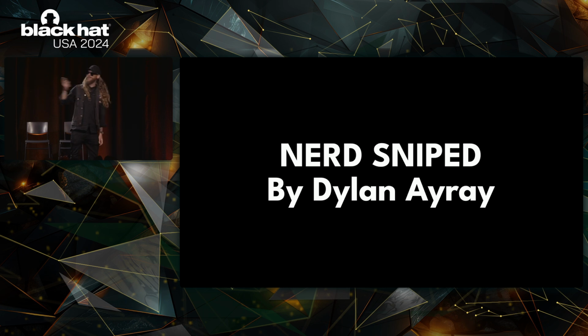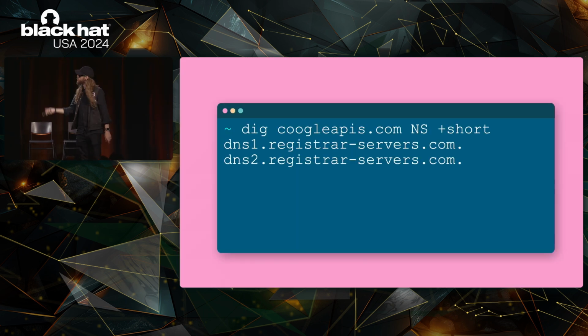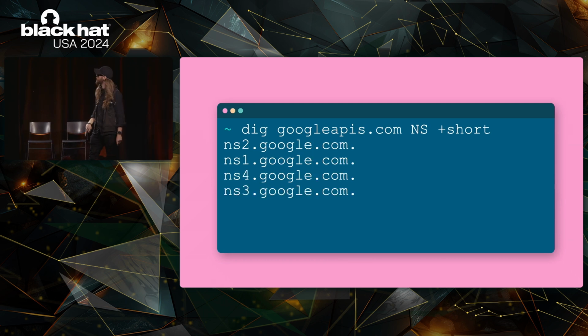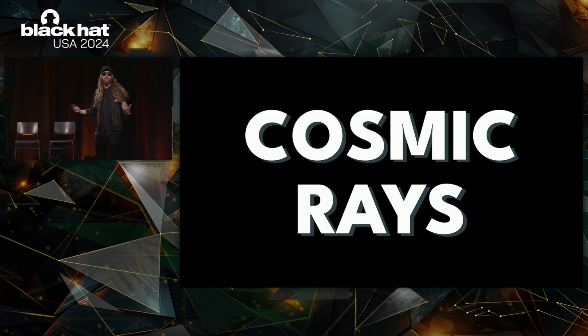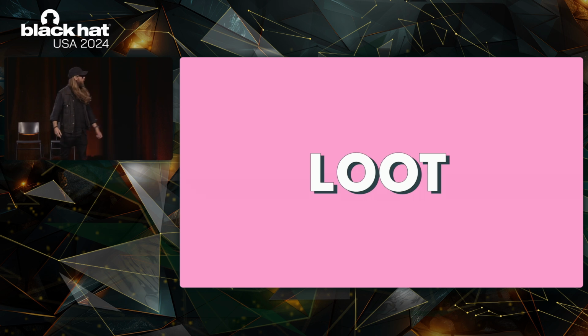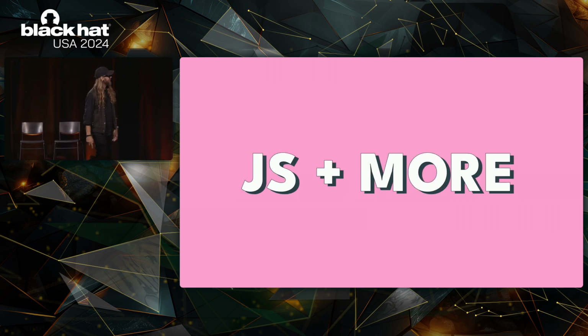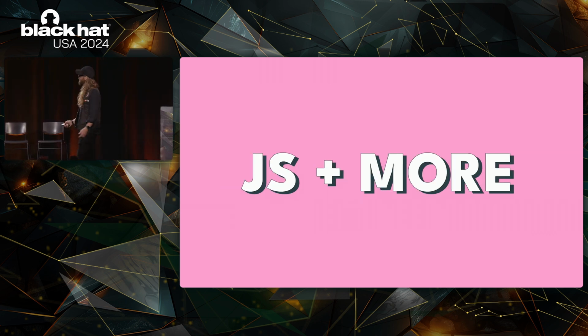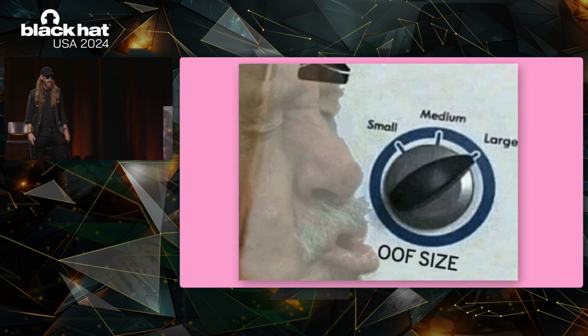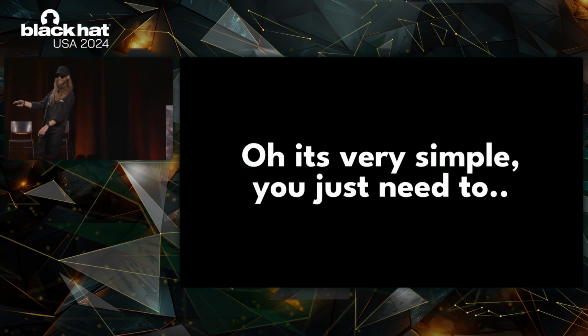And so Dylan, he nerd-sniped me with this and said like, dude, you know what I did? I registered googleapis.com, which is one flip away from googleapis.com. And due to what I think is cosmic rays, I started to get shitload amount of loot. That was interesting. And the loot was API tokens, JavaScript access, and shitload of other stuff. So I'm like, ooh, I want to have some of that.